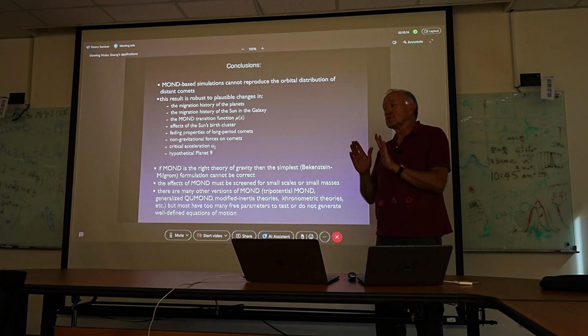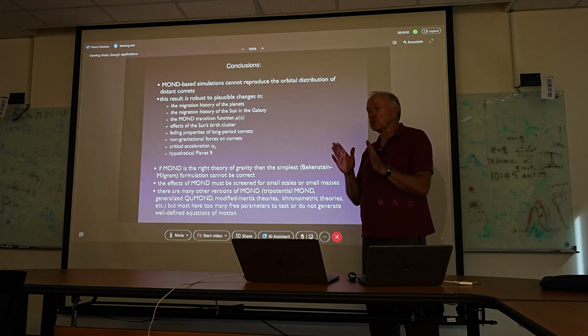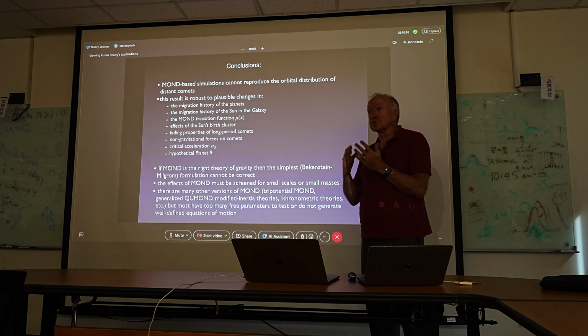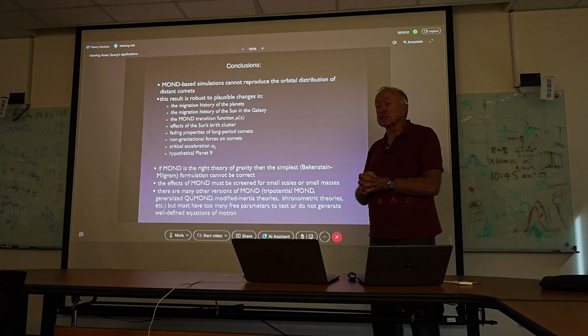Sorry, so no, the Yukawa potential doesn't appear in MOND. I was only using that as an example of a simple modification of Poisson's equation that illustrated the sensitivity of the distribution of comets to changes in the basic law of gravity.